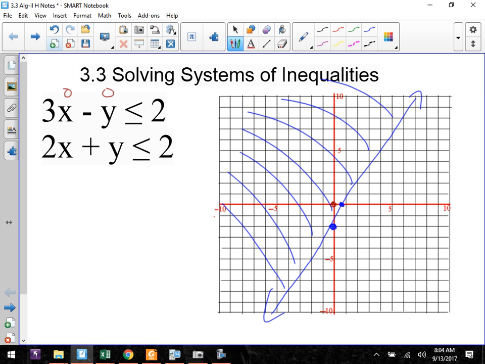Now, go back to the next one. What are your x and y intercepts of the second problem? Well, the second one has us at 2 and 1. So I have an x-intercept of 1, y-intercept of 2. Is it solid or dotted between the two? Solid. Did that one go through the origin? No. So let's see. 2 times 0 plus 0 is 0. Is that smaller or equal to 2? Yes. So it is also shaded this way.